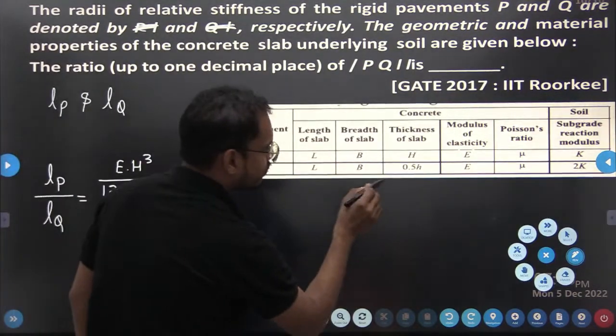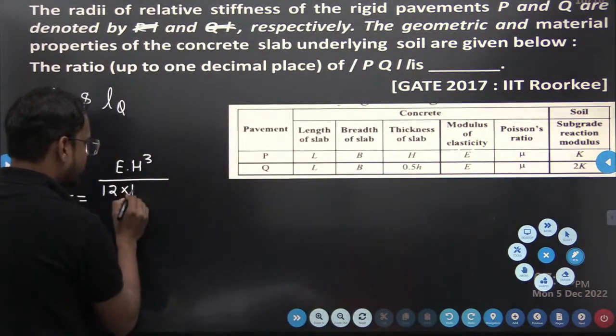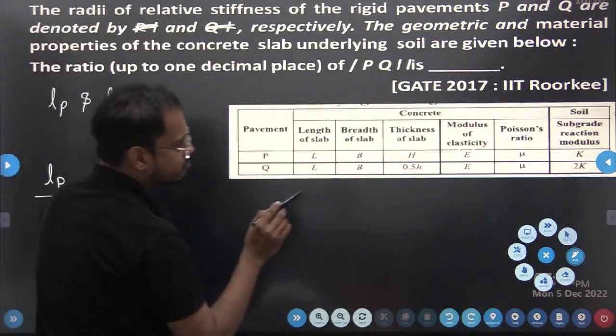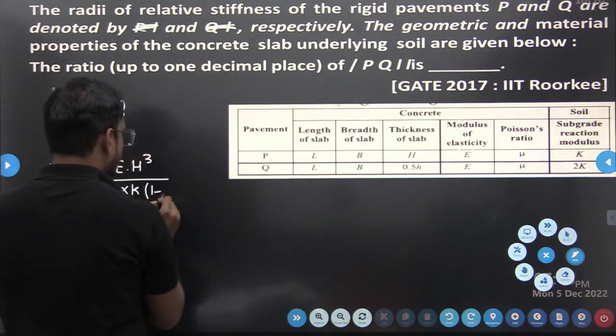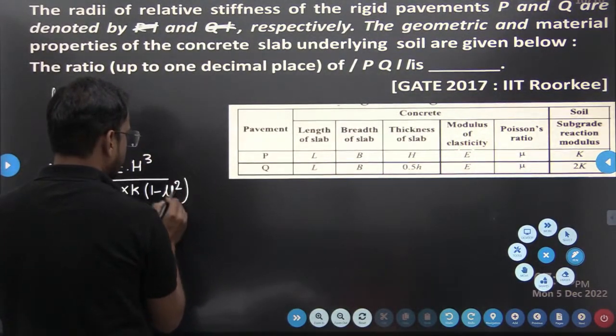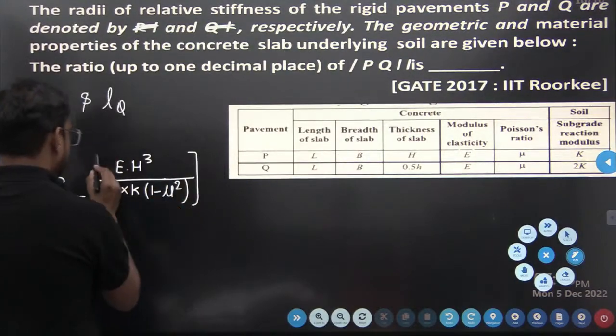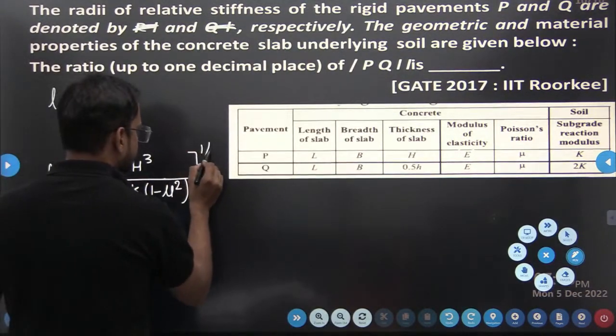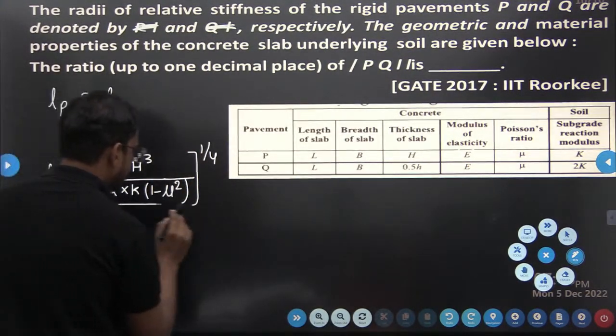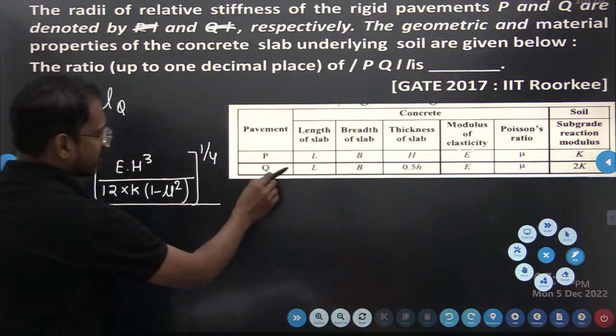What is the value of K? So K becomes K/(1 minus mu square), so mu becomes mu/(1 minus mu square) whole raised to power 1 by 4. Am I right? And if I am interested to calculate LQ, what is the value of LQ?